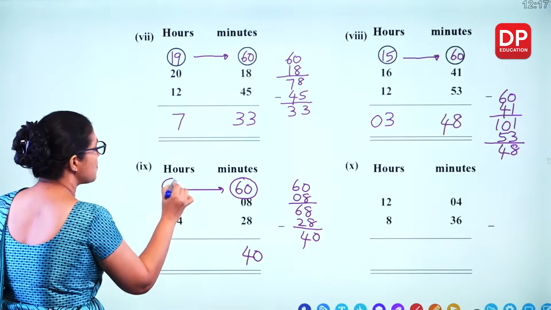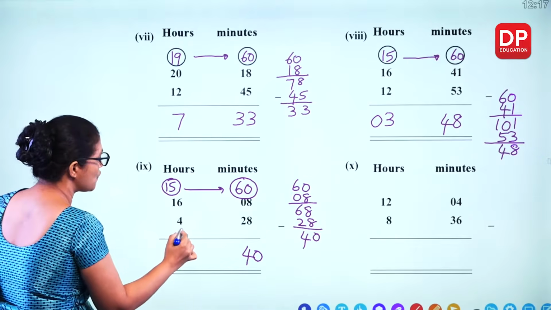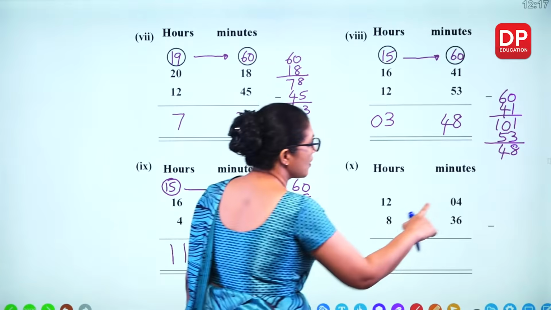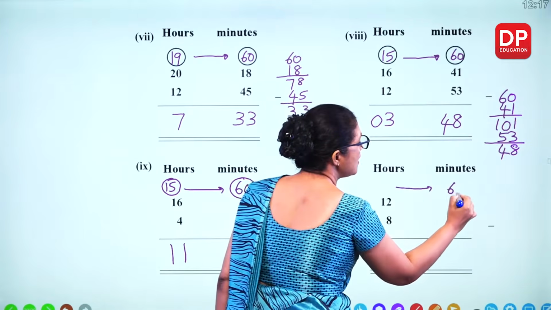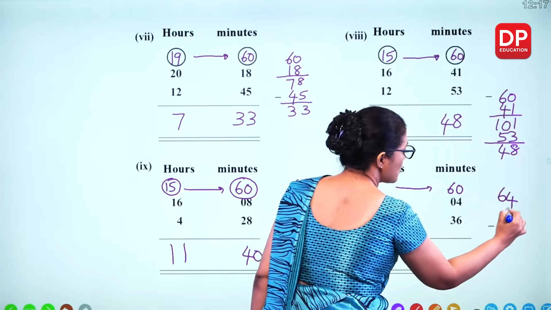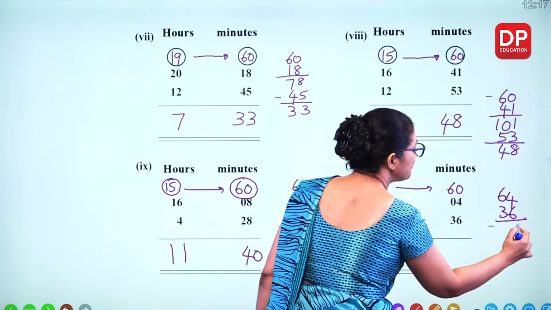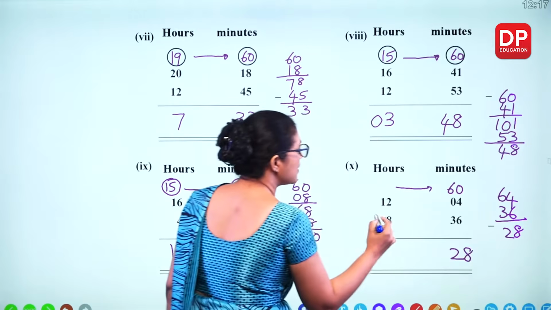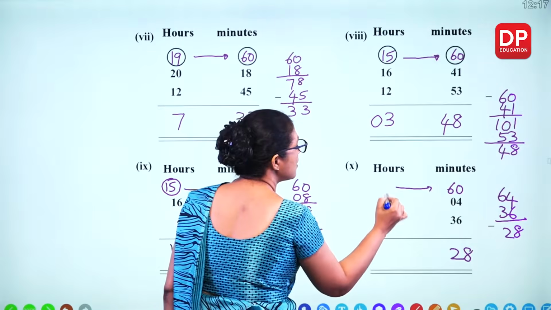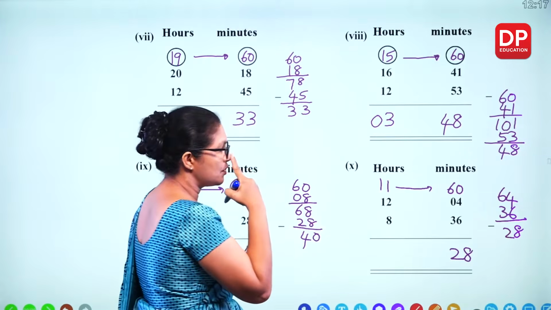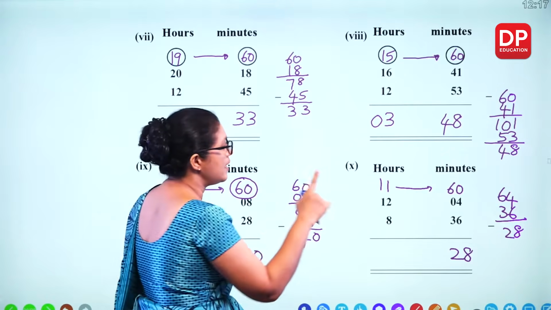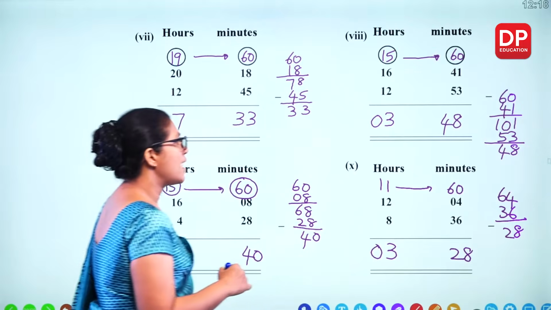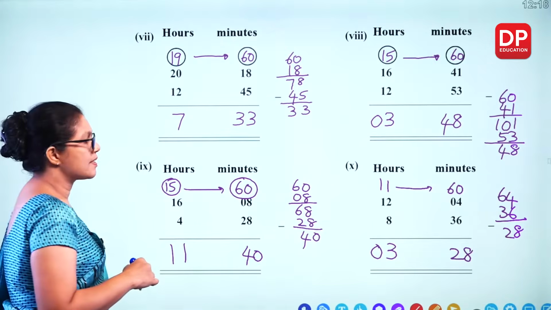Now 16 becomes 15 now. 15 minus 4, 11. Here when you take 60 from here, 60 plus 4, 64. Subtract 36 from that, 28. So this becomes 11 now. We have taken 1 already. 11 minus 8, 3. 3 hours and 28 minutes.